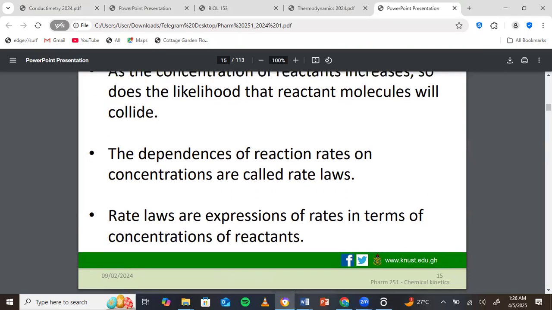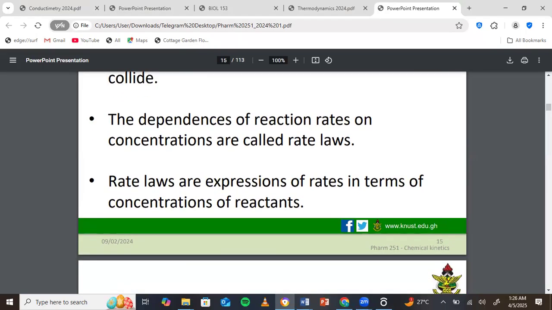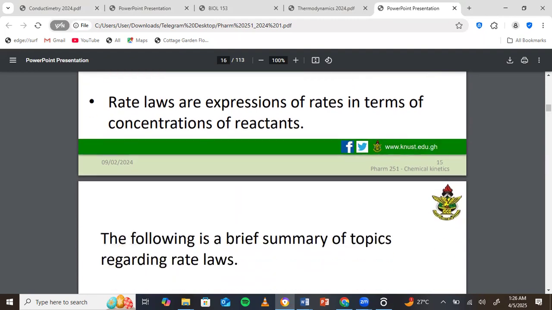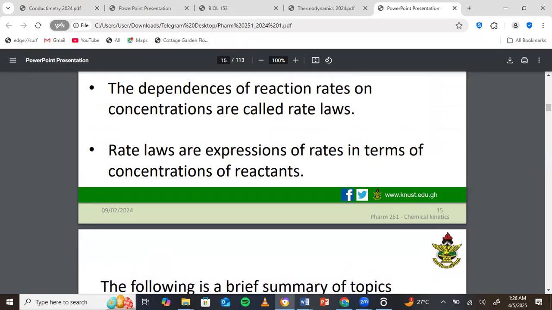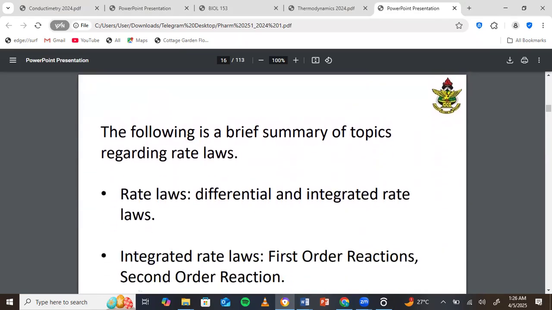Now, the dependence of rate of reaction on concentration is discussed under rate laws. The rate laws will be the next thing that we'll talk about after the rate of reactions, right? Rate laws are expressions of rate in terms of concentration. So rate laws will just show you how the rate of a reaction depends on the concentration of the reactants. Unlike the rate of reaction, which can be expressed in terms of the reactants and products, rate law is expressed in terms of only the reactants. Very important to note, right?